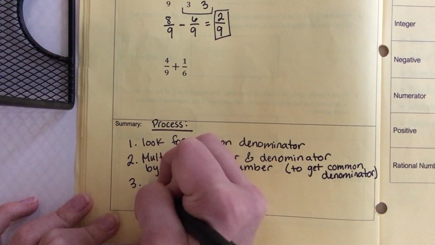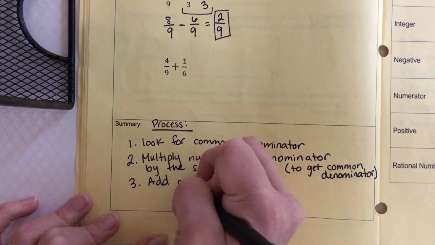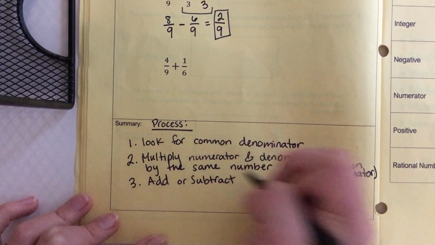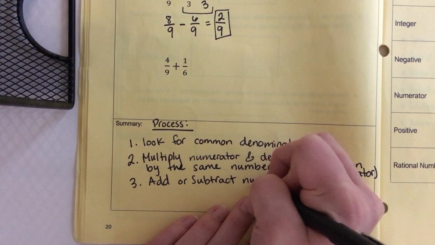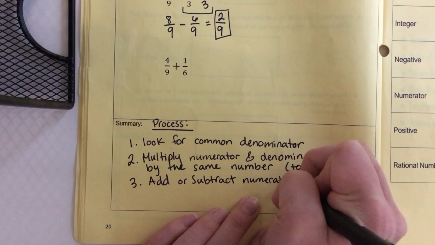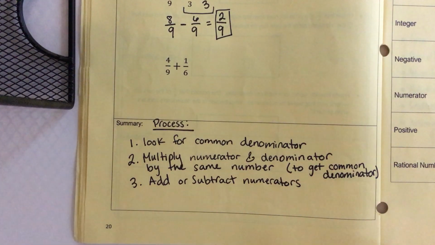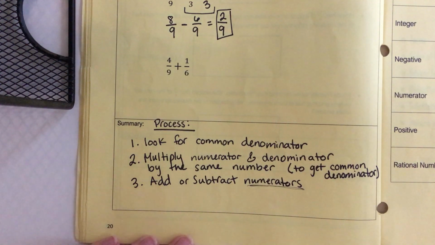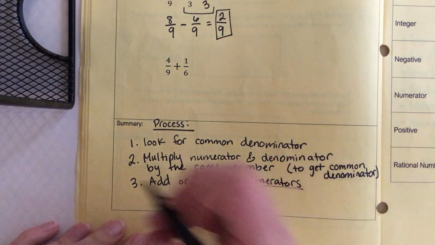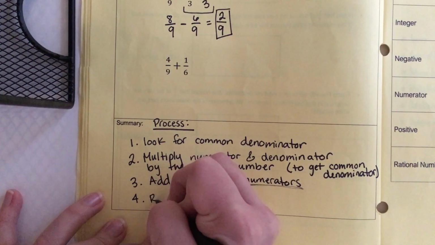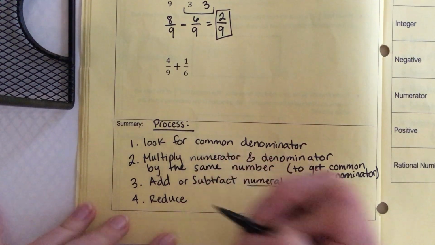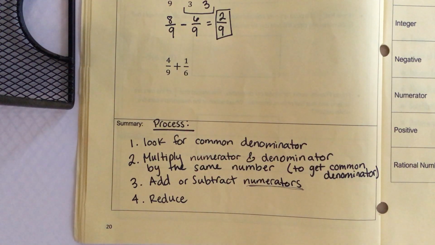Step 3 is to add, or subtract if it's a subtraction, the numerators only. Really big to remember, we're only subtracting those numerators, not the denominators. And then you want to check at the end to reduce. Can you reduce? And if you can, you are going to need to.